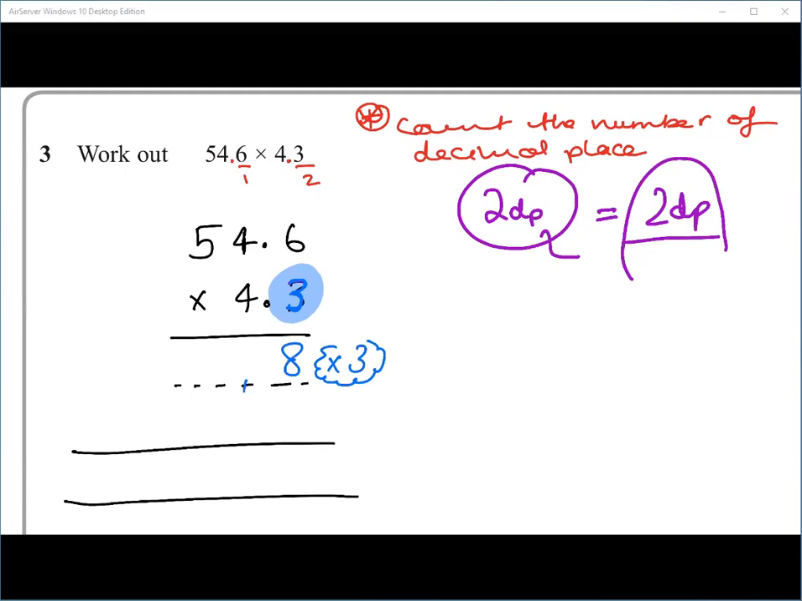4 times 3 is 12. 12 add 1 is 13. Okay. I'm not trying to catch you out. Just listen carefully and breathe. Okay. 5 times 3 is 15. 15 add 1 is 16. That's better. Okie dokie.